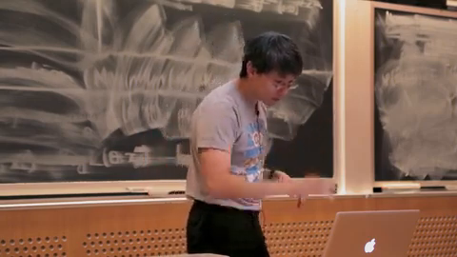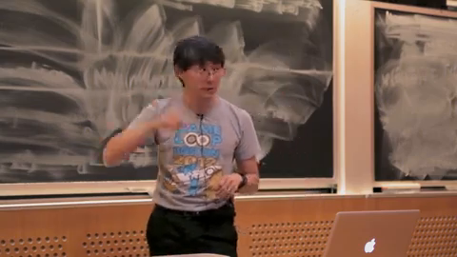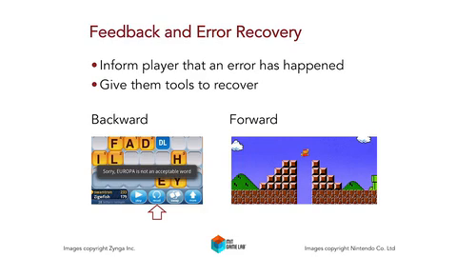But say the error does happen. The player has made a mistake, and it happens to be a mistake that you know about as a designer. And you know this mistake is going to come up often. This kind of error is going to happen. And maybe it's a slip, maybe it's a mistake, and you want to provide some feedback. So first of all, make sure that you're informing the player that an error has happened.